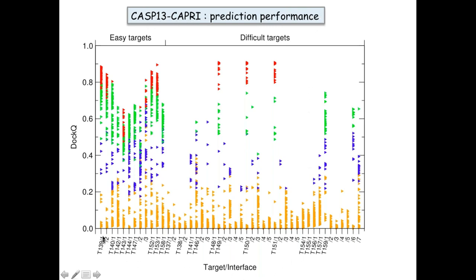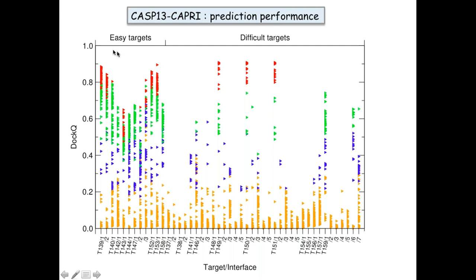Here you see each column represents the performance based on this continuous score, which is called the DOCKQ score, on particular interfaces of targets. So we are still evaluating targets based on how good the interface is. And the colors here are based on the CAPRI criteria. Red is high quality prediction. Green is medium quality prediction. Blue is acceptable, and yellow is incorrect.